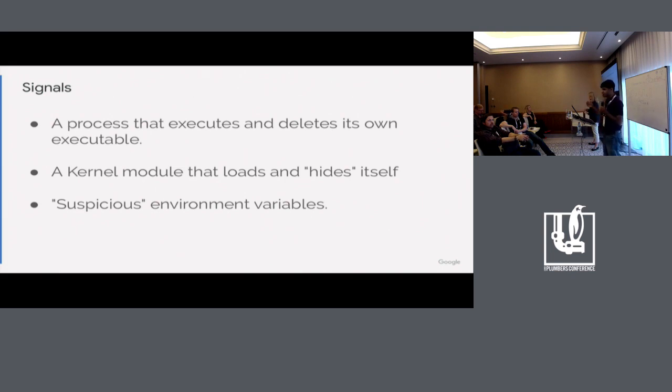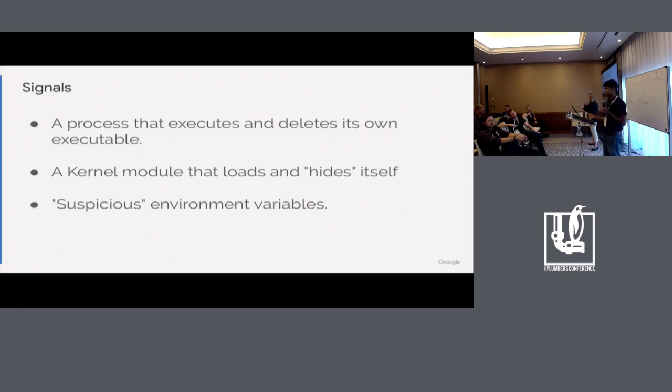I'm going to give you more examples of signals here. It's not really bad, but a process that is executing and deleting its own executable, something fishy is going on. You want to audit log that. A kernel module that gets loaded and is hiding itself from proc modules. Why would you do that? Suspicious environment variables: setting LD_PRELOAD 2 times on the exec syscall. Why? Setting HISTFILESIZE to 0 while you execute the command. Something fishy is going on there.